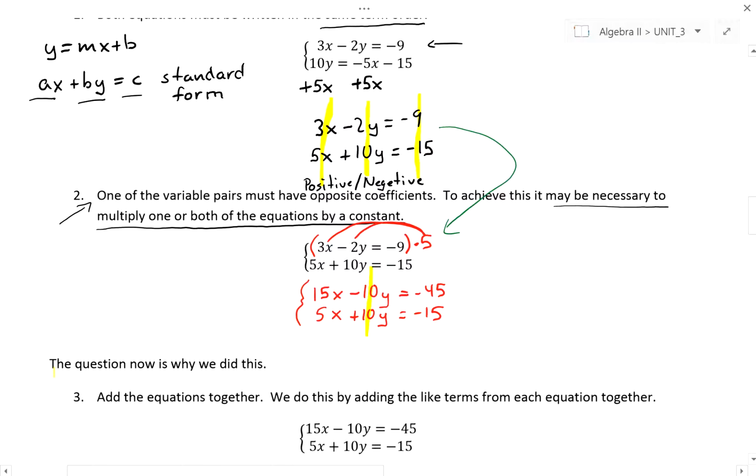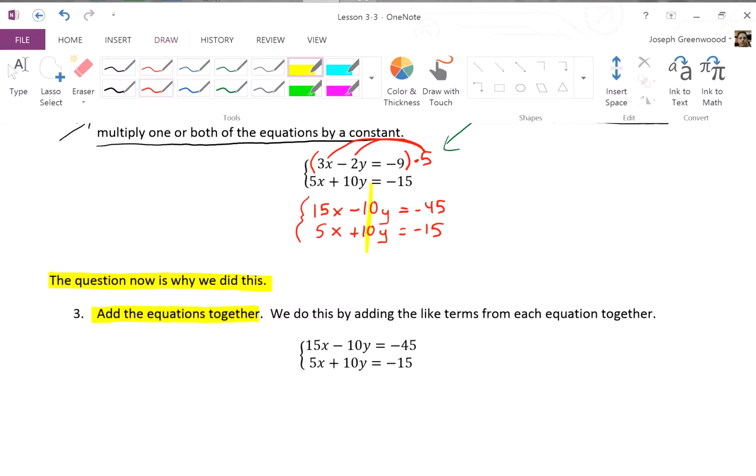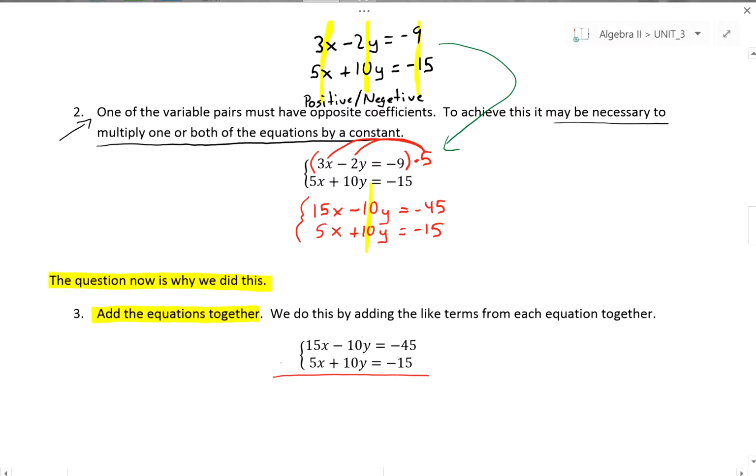So the question now is, why did we do this? Why in the world did we do this? Well, this set us up for the process of elimination. Okay? The process of elimination involves adding the equations together. Okay? We do this by adding the like terms from each equation together. So you can see how lining things up allows us to add the like terms of each equation together, because the x's are lined up, and 15x plus 5x is 20x.